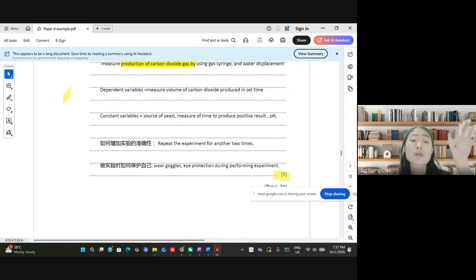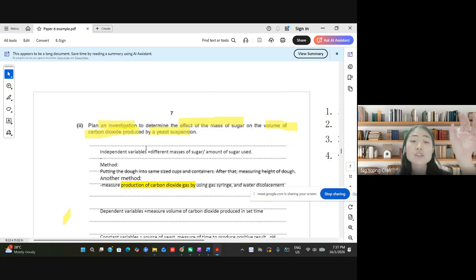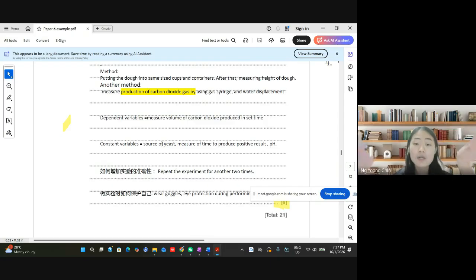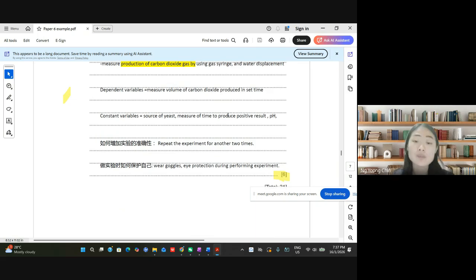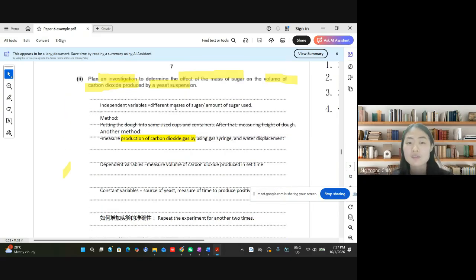And then how are you able to protect yourself during experiments? Because they ask you to plan a procedure, or investigation. So how are you able to plan it, and how are you able to protect yourself while performing the experiment? Because experiments might be very, very dangerous. That's why you also did experiments before in your school. You're using the Bunsen burner, chemical substances, so it might be very dangerous. So how can you protect yourself? You can wear goggles, eye goggles, or any eye protection while performing the experiment.